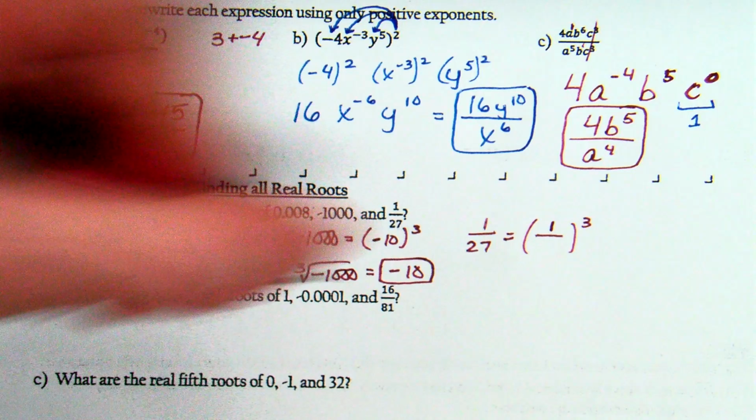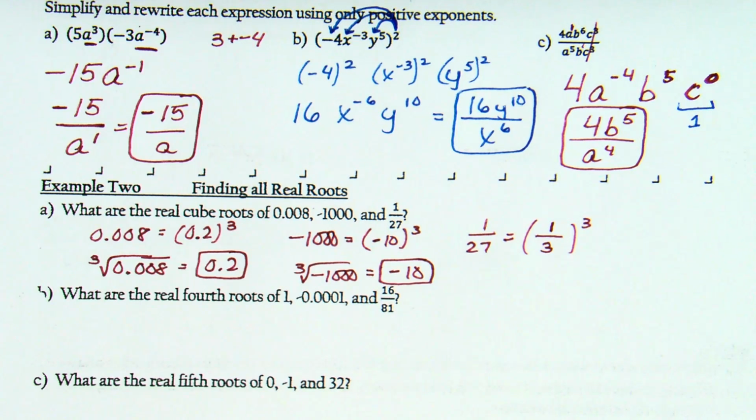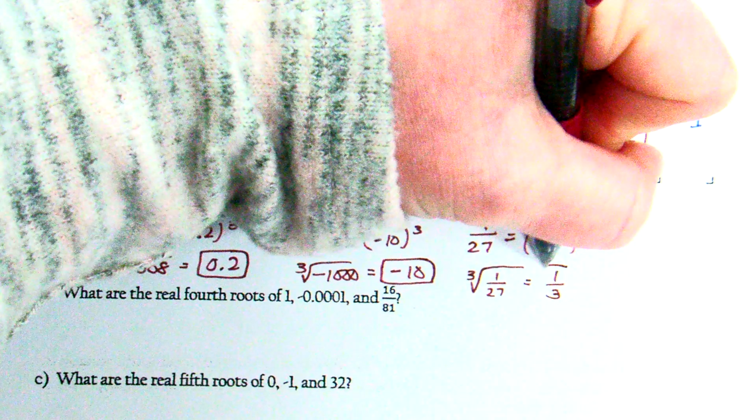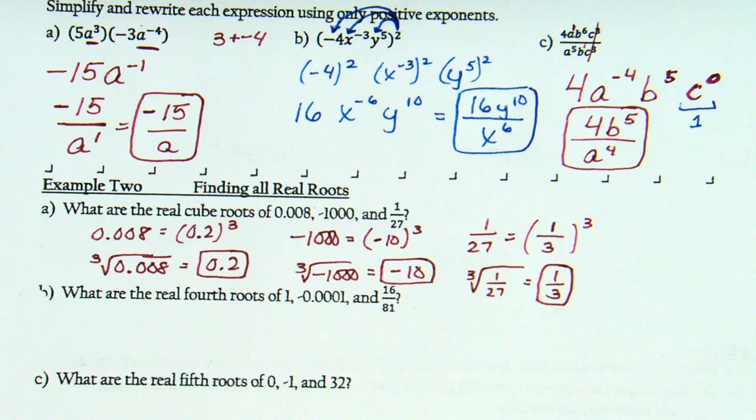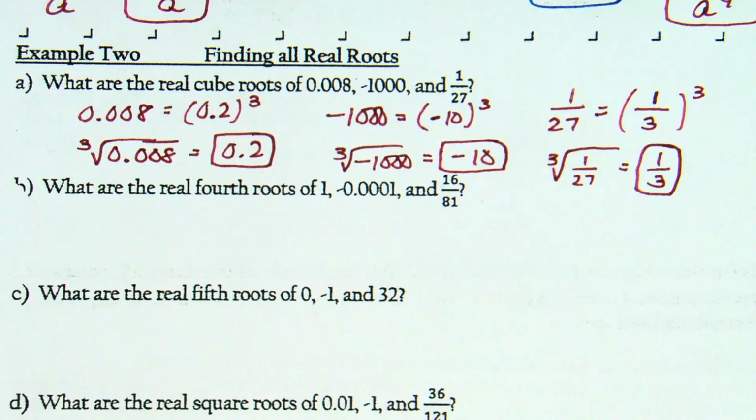1/3. So don't let it scare you; to me, the fractions are probably easier than the decimals, honestly. Okay? So cube root of 1/27 is 1/3. Okay, questions on my cube root problems. Let's try some fourth roots. What are the real fourth roots of 1, negative 1/10,000, and 16/81st?